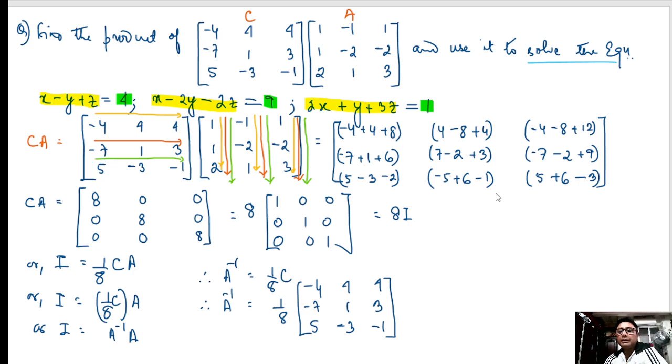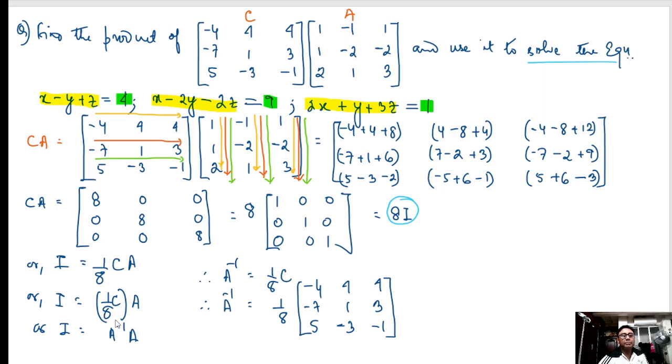And now solving it, we get this. 8 comes out, so it becomes 8I. That means we got CA as 8I. Okay, so I will be equal to 1 by 8 CA. So I is 1 by 8 CA.